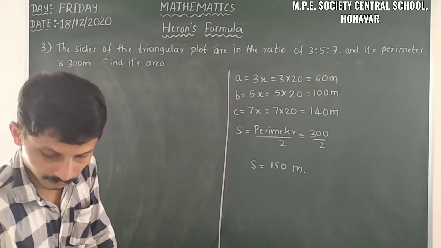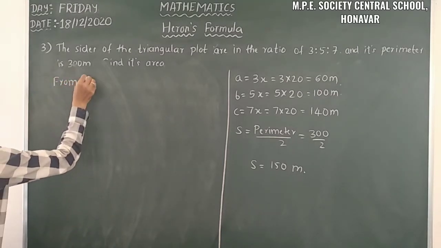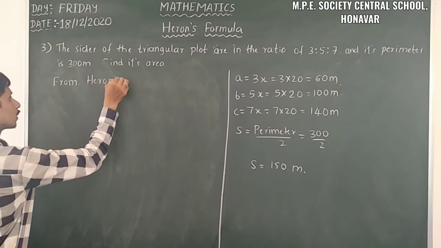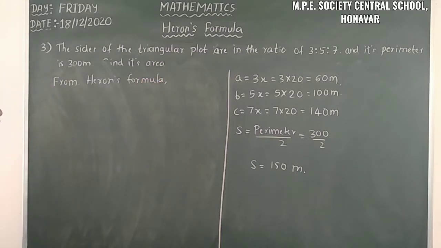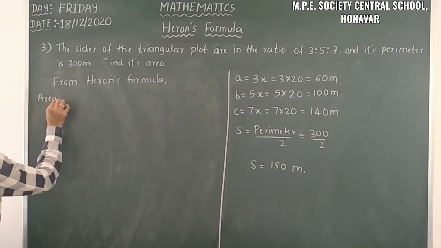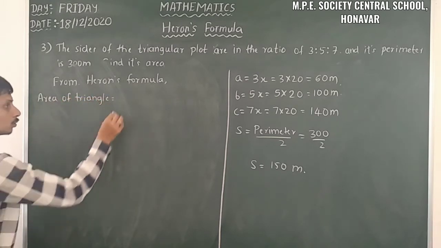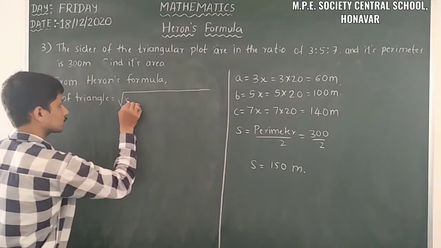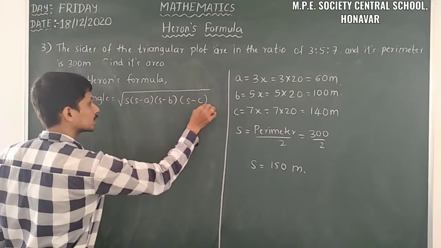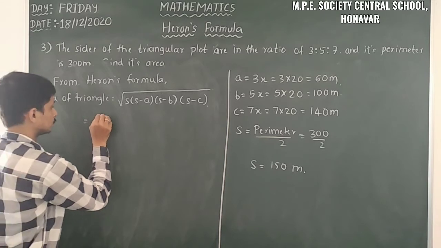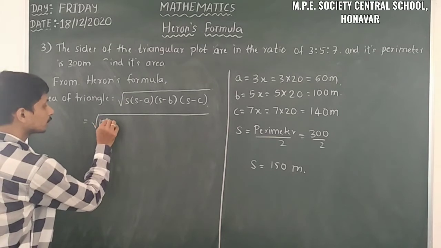So let us take Heron's formula here. From Heron's formula, we have to find the area of the triangle. The area of the triangle is equal to the square root of S into S minus A into S minus B into S minus C. So what's the value of S here? The value of S is 150.